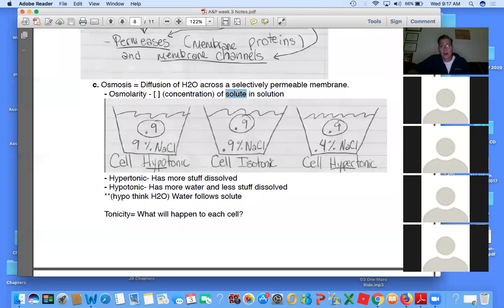9% is bigger. So this red blood cell, we'll call it, was put in a beaker of salty water. What happens when you put a cell in a beaker with salty water? The cell will shrivel, because while salt will enter the cell, going from a high concentration outside to a low concentration inside, water will leave the cell.